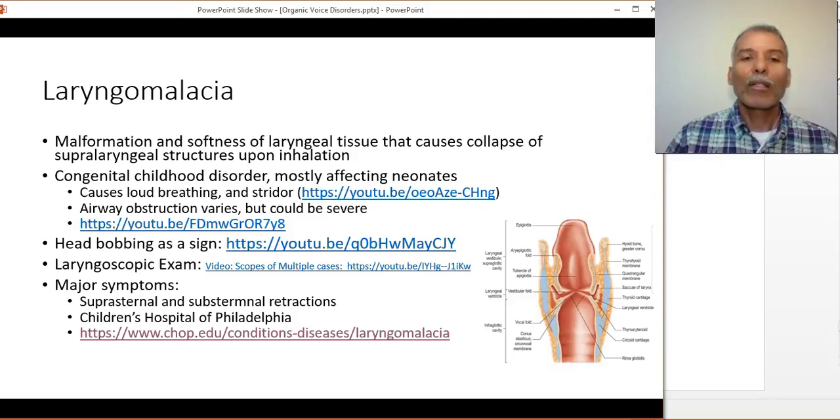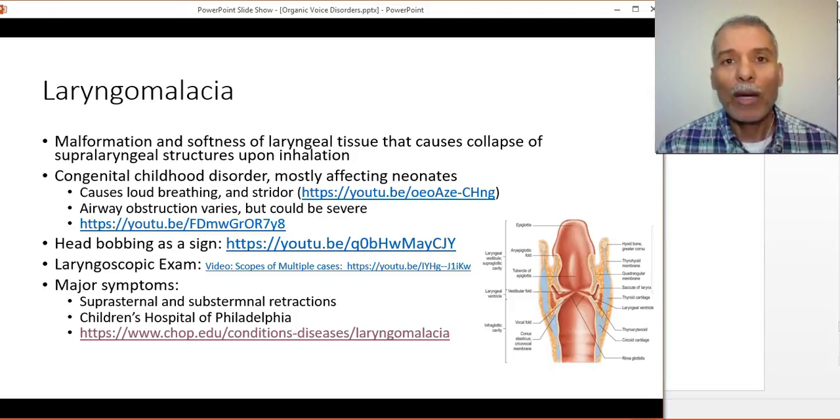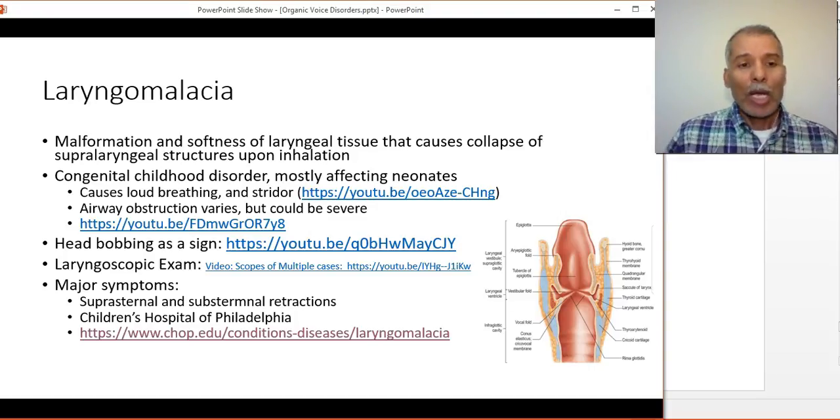Laryngomalacia is a congenital childhood disorder, and in many cases it's noticed at birth, and it affects neonates generally. So in the neonatal care unit in a hospital, in addition to the physicians and nurses, you are going to find SLPs also working in the neonatal care unit.